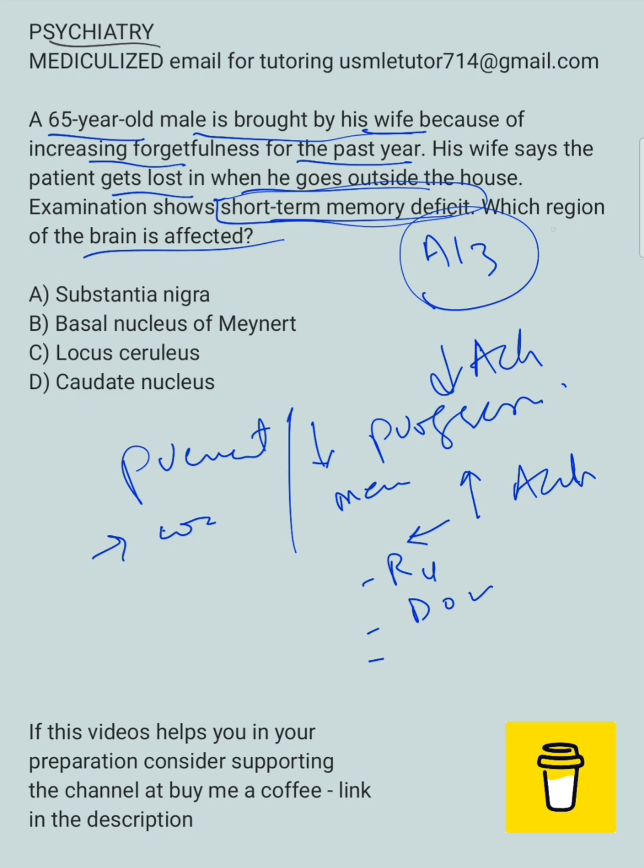So now the question here is asking for which region. The region that is producing or has high acetylcholine is going to be affected, and that's the nucleus basalis of Meynert. So the basal nucleus of Meynert, that is the answer here.